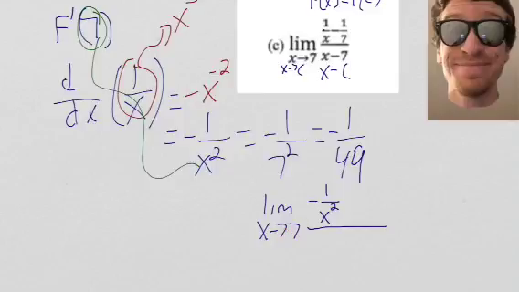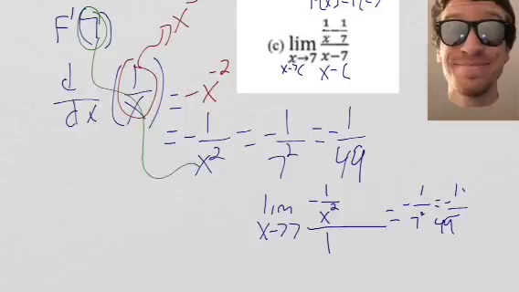Okay. The derivative of the bottom, the derivative of x, is just 1. So then we just get negative 1 over x squared. We're going to plug in 7, so we're going to get negative 1 over 7 squared, which is negative 1 over 49. Okay, so we did it in a couple different ways, but that is our answer.